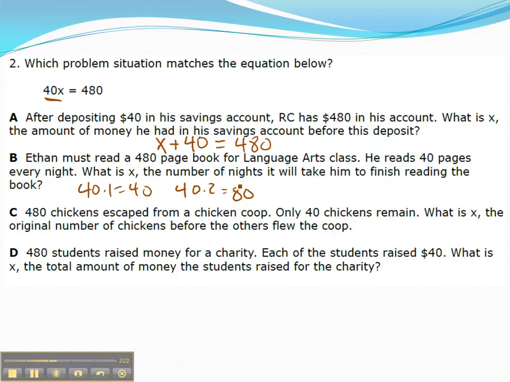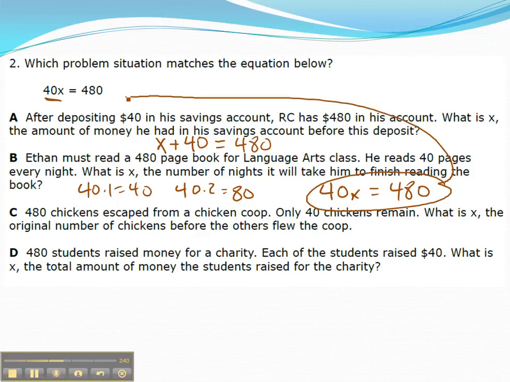So it's going to be 40 times the number of nights to get to the 480 pages. So this is 40 times X, if X is the number of nights, is equal to 480. If you can figure out what X equals, you figure out how many nights it would take him to read the whole 480 pages. So this is the equation that matches.